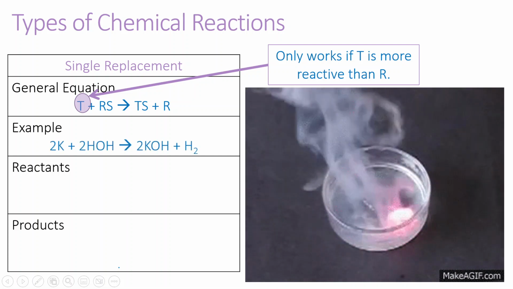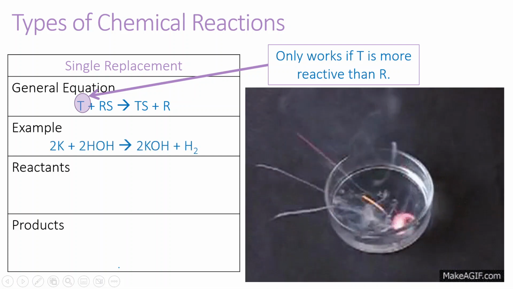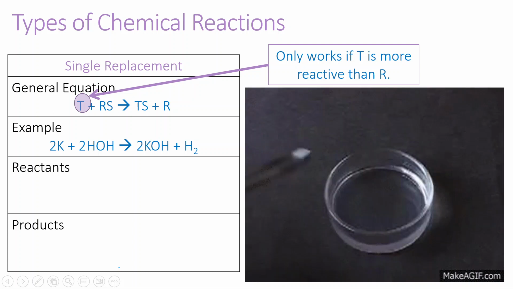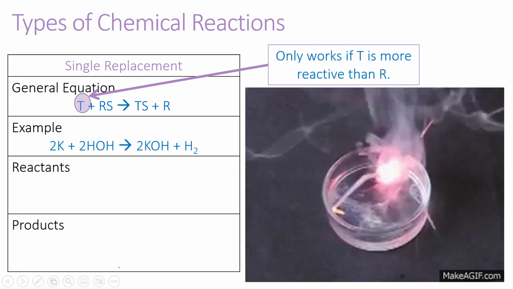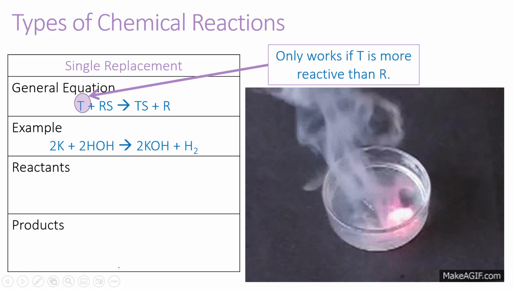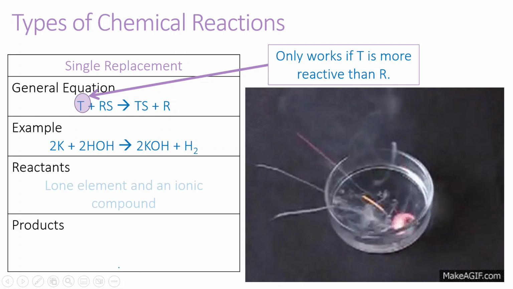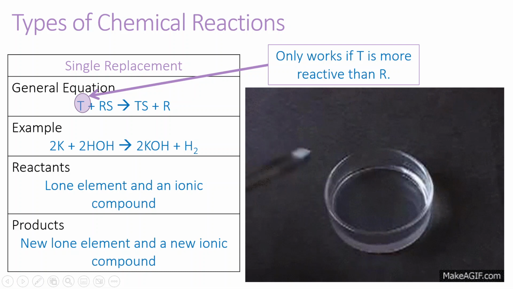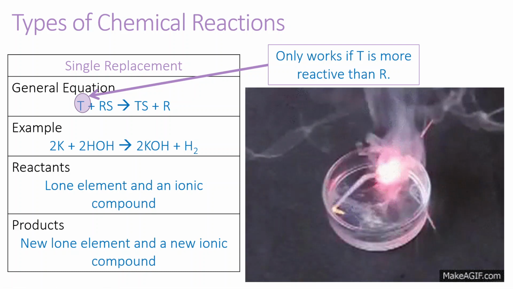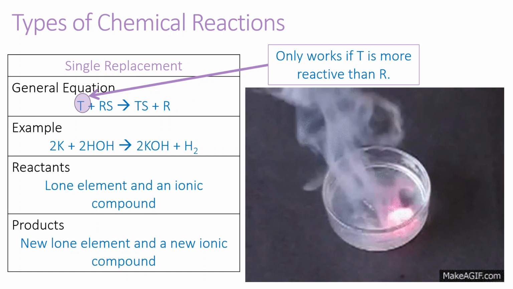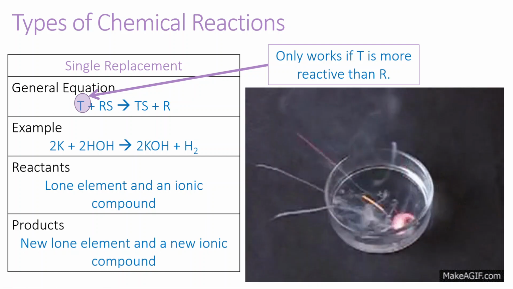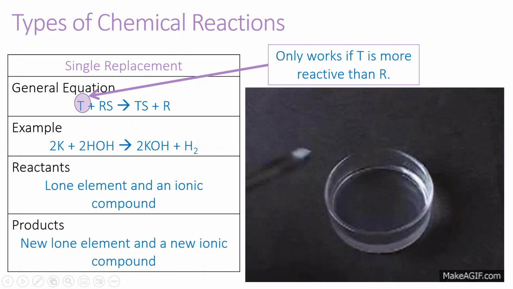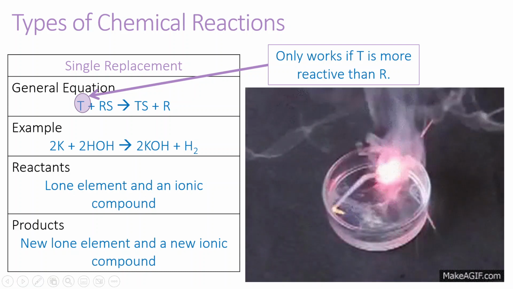So in the video on the screen here, we're looking at potassium metal replacing hydrogen in water, producing potassium hydroxide and hydrogen. So I start with a lone element and an ionic compound, and I end up with a new lone element and a new ionic compound. Only works, though, if that lone element you start with is more reactive than the one it's replacing.